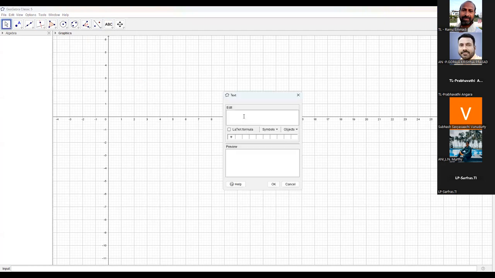So I'm going to factorize one of the quadratic equations, which is x. If you want to put a square, then we can use the basic symbols. On the right-hand side, you can see the basic symbol for square and cube. I'm clicking on square. So now I have x square plus 3x plus 2. So this is my algebraic equation, and now I'm going to factorize this.